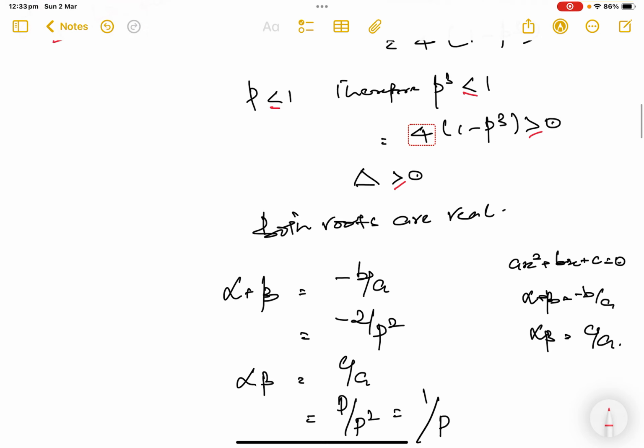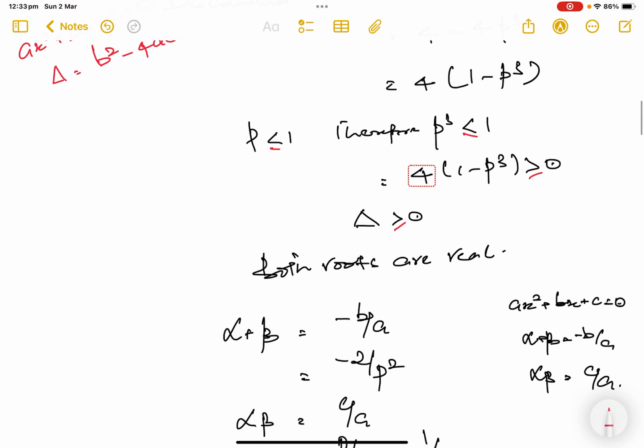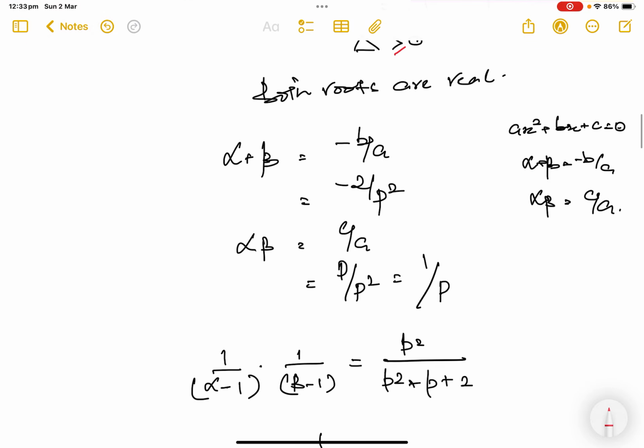Okay, next one: alpha plus beta. Alpha and beta are given, and we need to find alpha plus beta. We know that for an equation ax squared plus bx plus c, the sum of the roots, alpha plus beta, equals minus b over a, and alpha beta is c over a.